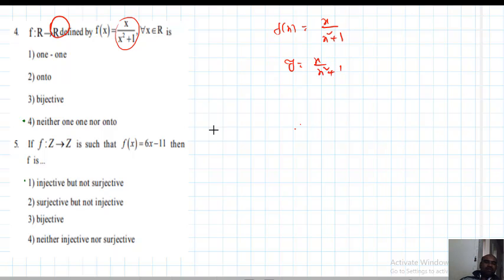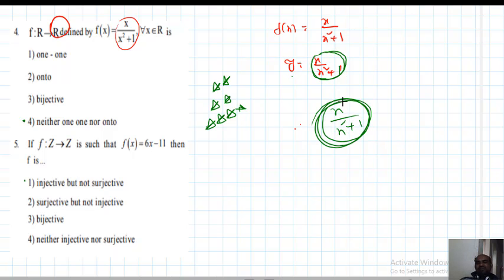Finding domains and ranges is a very important concept. First of all, I will explain how to find the domain. The values of x for which y is real is called the domain. Here y is the subject. For what real x is y real, that is the domain. See here, x by x square plus 1: whatever x we take, this is a real number only. That's why the domain is all real numbers.